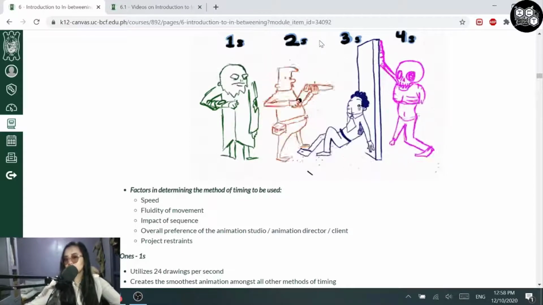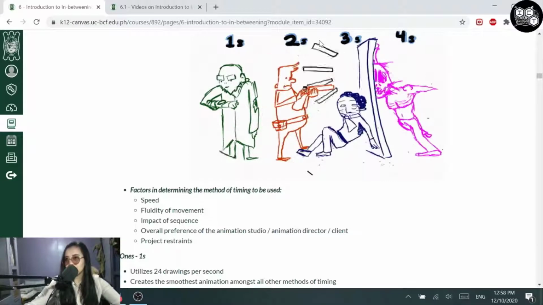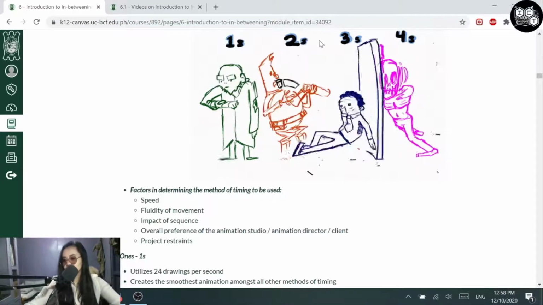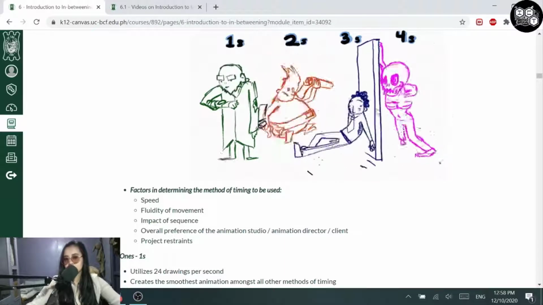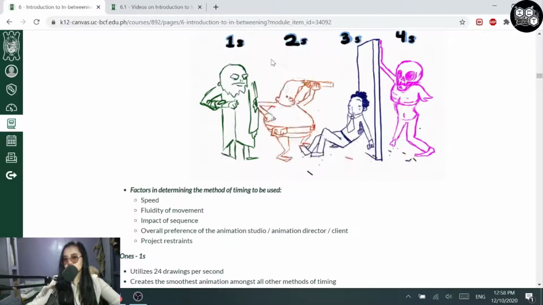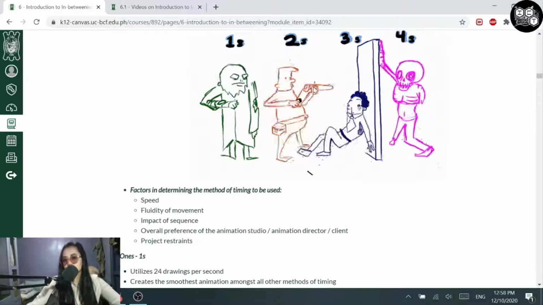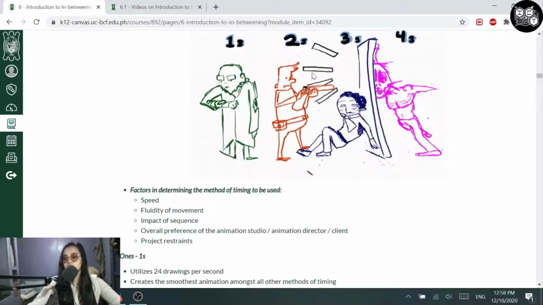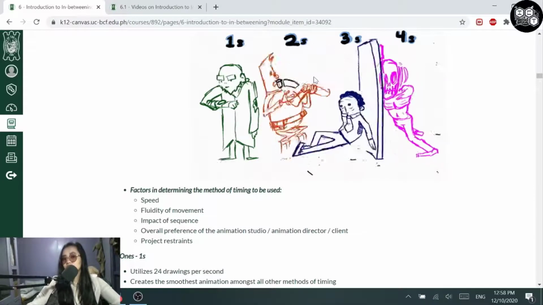So you're still in that idea of post-war financial struggles, like financial constraints. So with that one, you have twos, which kind of doesn't have that much difference if you execute it properly. However, it takes up a lot more budget.